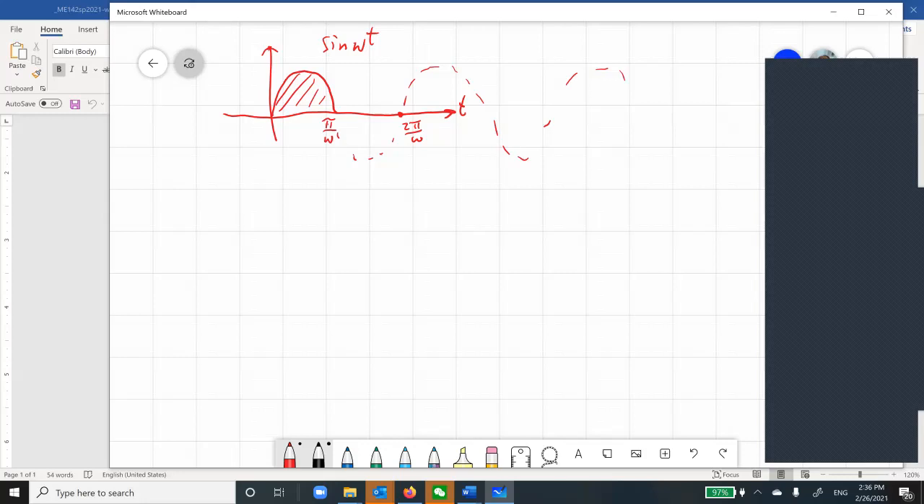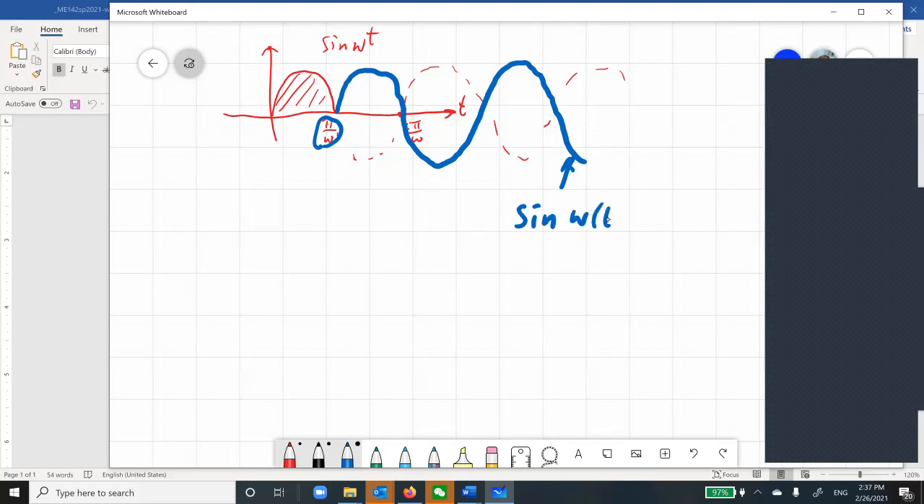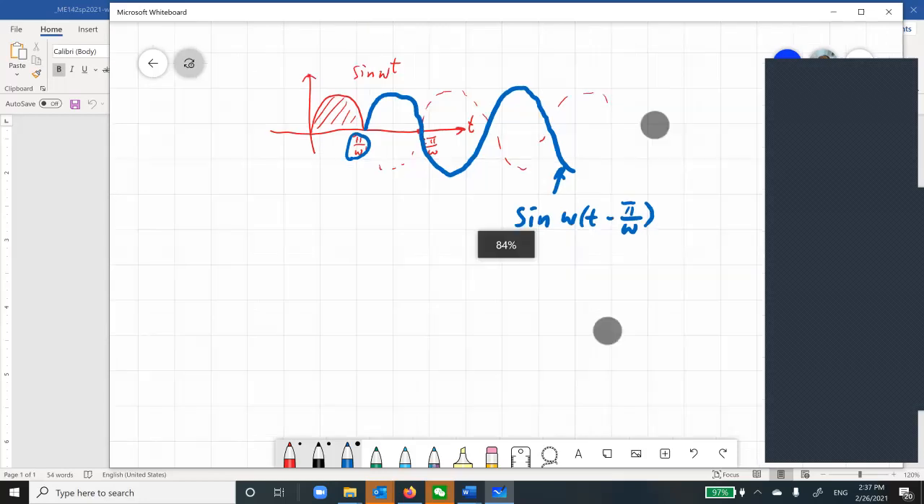So actually you can see if I draw, I shift the sine. If I draw something like this, this blue one is basically a shifted sinusoid. So you should write this as sine omega t shifted by pi over omega, right? But is this correct?